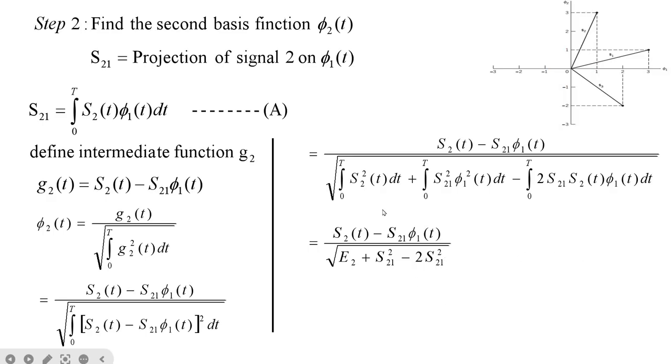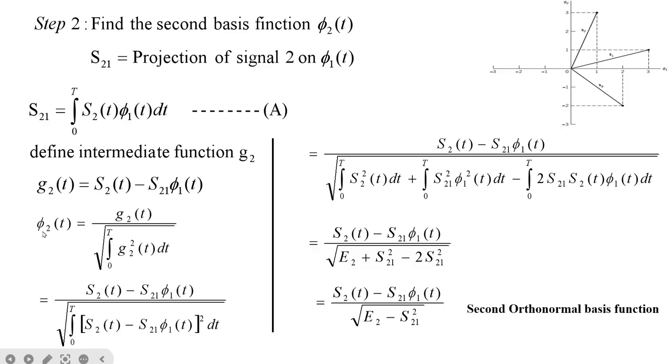Okay, then we will get it as s2 of t minus s21 into phi 1 of t, whole divided by square root of E2 as it is. Here 1 minus 2 is minus, so this will be s21 square. This is the value for phi 2 of t. So this is nothing but our second orthonormal basis function.